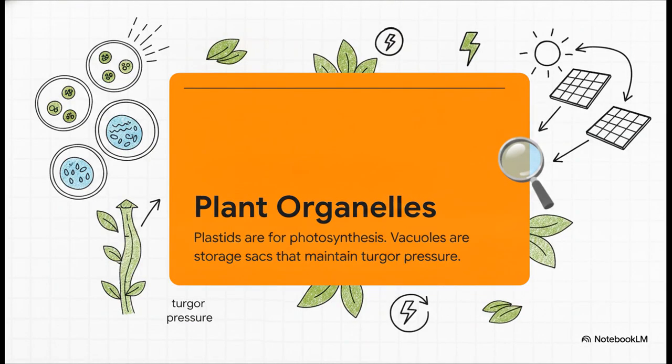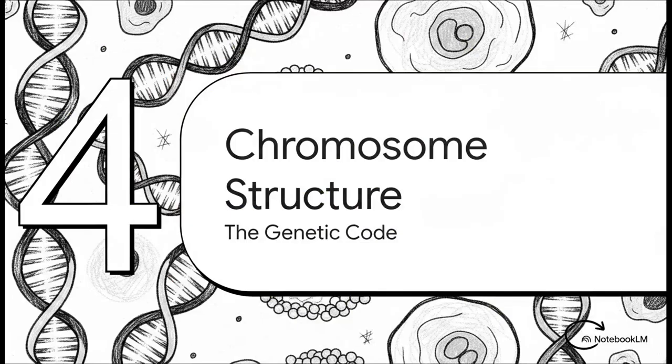Before we leave the factory floor, I have to point out that plant cells have some really unique infrastructure that animal cells completely lack. Plant factories have their own built-in solar panels called plastids, specifically chloroplasts, which contain chlorophyll to synthesize food through photosynthesis. Plants also feature massive water storage tanks known as large central vacuoles. These serve as storage sacs and are absolutely critical for maintaining turgor pressure, which is what keeps the plant rigid and upright. Section 4. The chromosome structure.